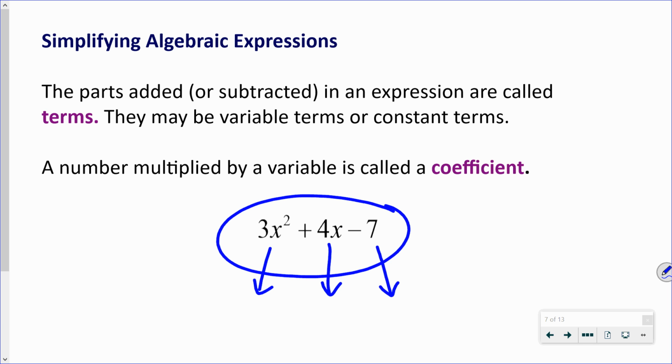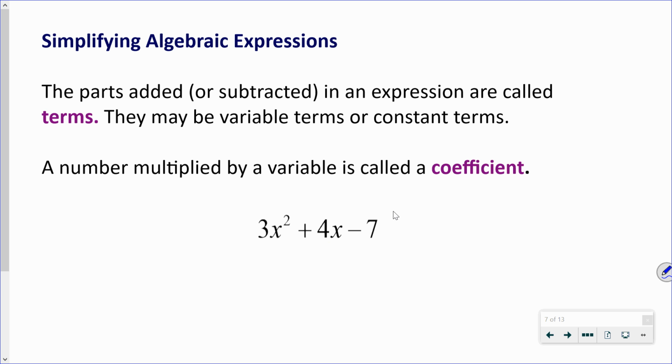And none of them can be combined with each other because they are not what we would call like terms, which we'll define on the next slide. So we've got three terms here. A number that is multiplied by a variable is called a coefficient. So a coefficient is going to be something like this 4 or this 3 because they are multiplied by a variable. So they are just part of one term, right? The 4 is part of the term 4x. It is the coefficient of that term.